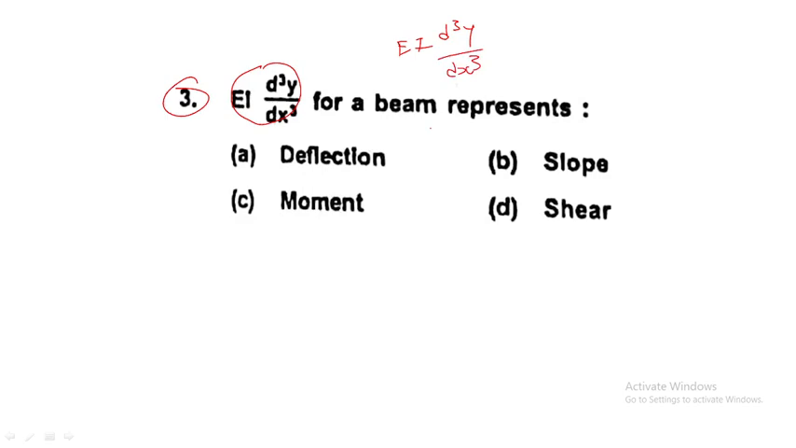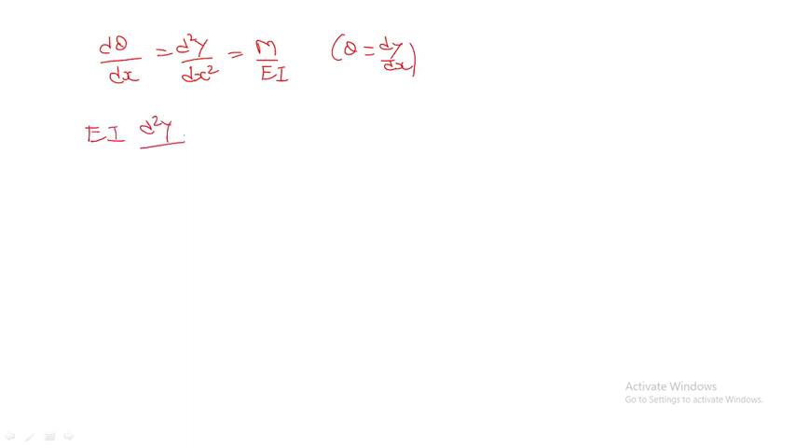So what actually this means, for example, if this is theta, differentiate theta with respect to x. What we can say is that the derivative d²y/dx² is M by EI. So what is the actual theta value? That is dy/dx. Now, EI d²y/dx² is equal to what? That is M. M is nothing but the moment.